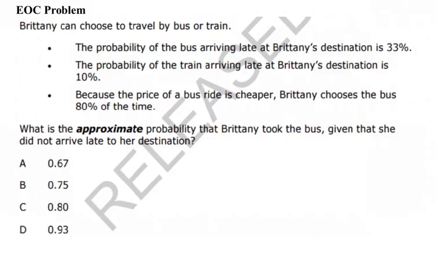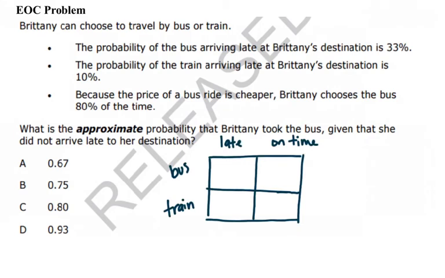And now we're going to look at an EOC problem. I wanted to see if you can make a two-way table. So I want you to pause the video and try this. 1, 2, 3. Okay, so here are the things you're comparing. I'm going to start with the last one first. Brittany chooses the bus 80% of the time, so I'm going to do 0.8, which means she chooses the train 20% of the time.